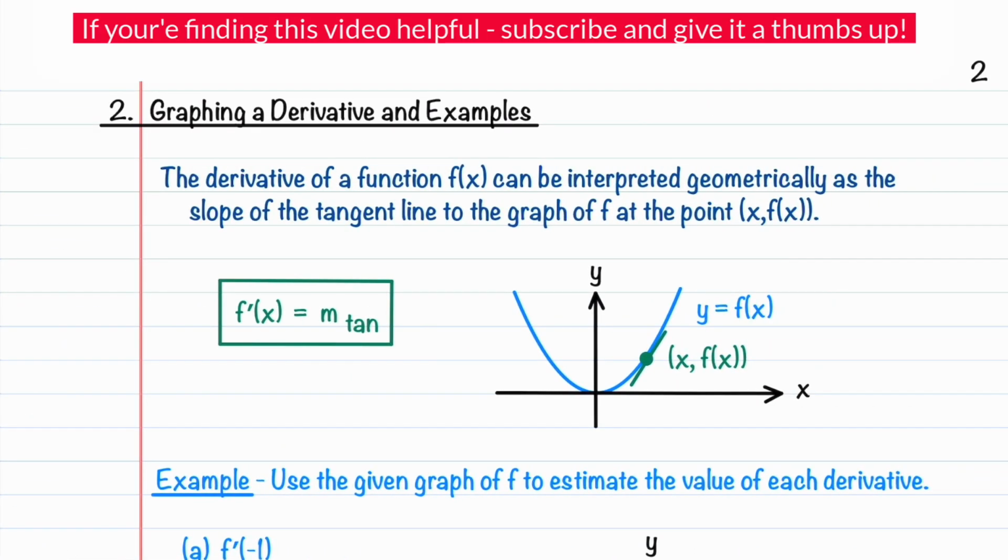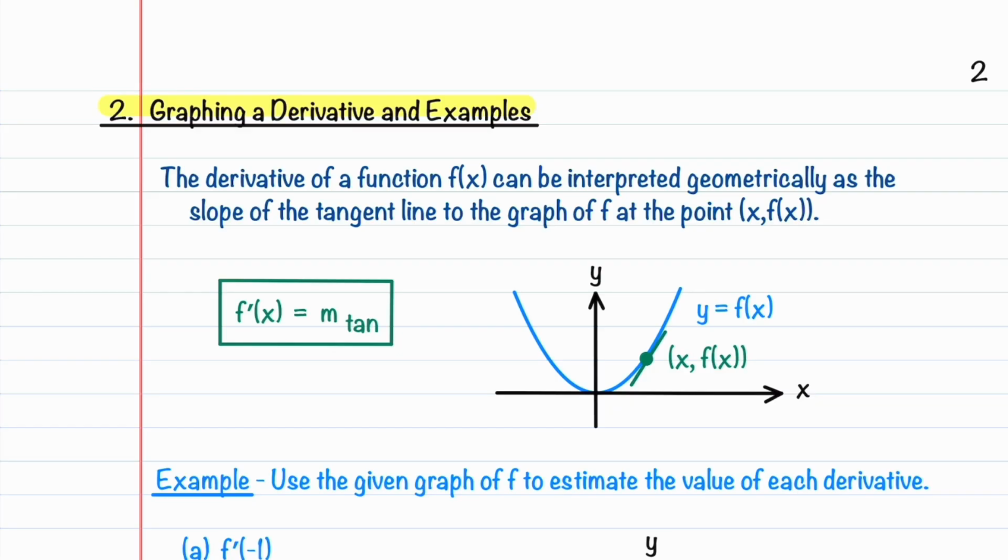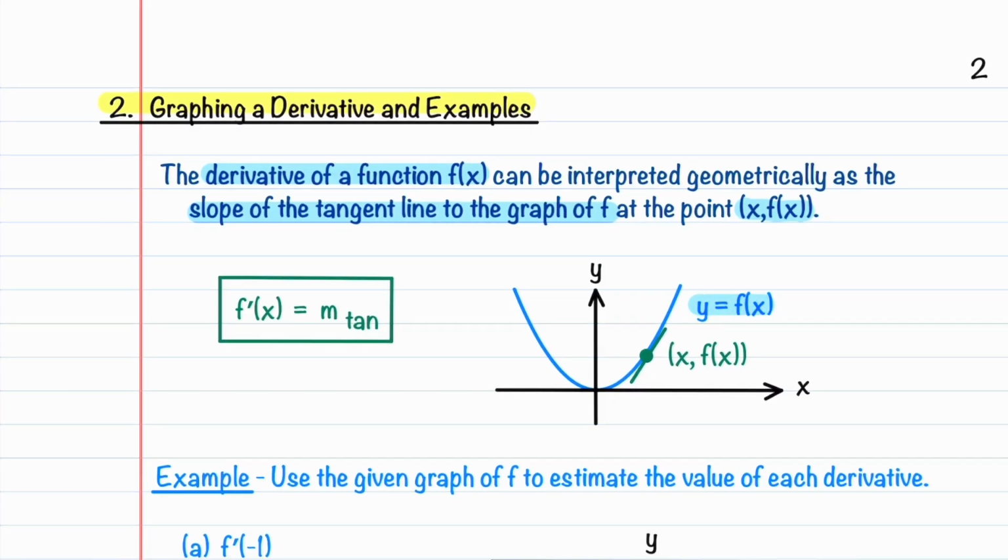We're now going to learn how to graph a derivative and walk through some examples. The derivative of a function f of x can be interpreted geometrically as the slope of the tangent line to the graph of f at the point x, f of x. I have graphed the function y is equal to f of x. The slope of our function at x, f of x is given by m sub tangent, and it's the derivative of x at that point. So just remember, the slope of a function is the derivative of that function.